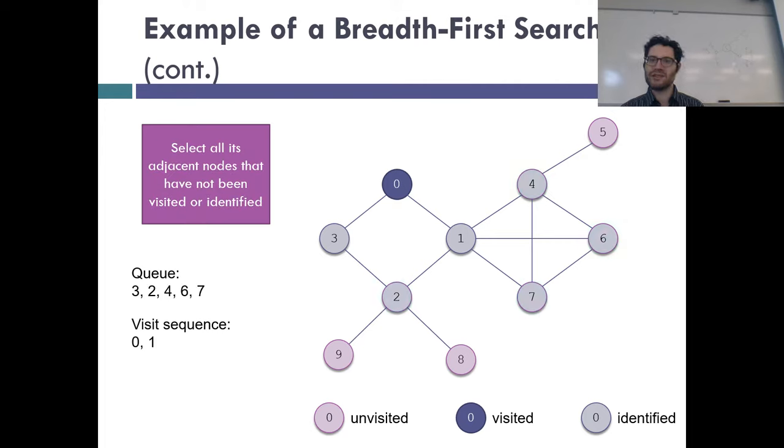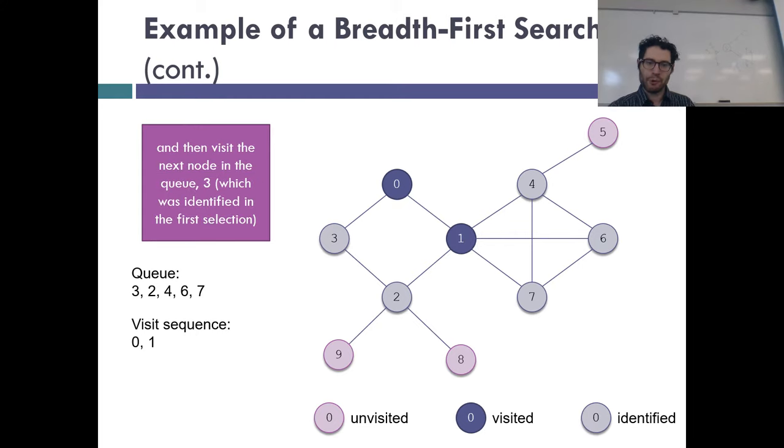And I also mark them as seen, okay? And I throw them into the queue. And so I'm done with 1. So I move on to the next one, which is 3, which was just like 1, it was right next to 0.